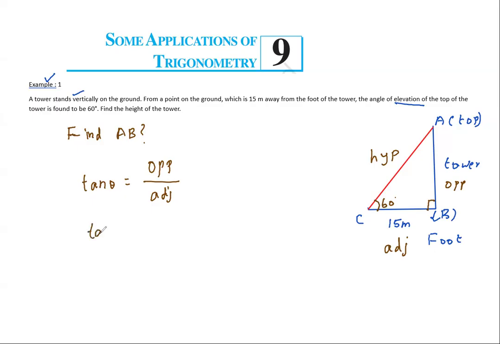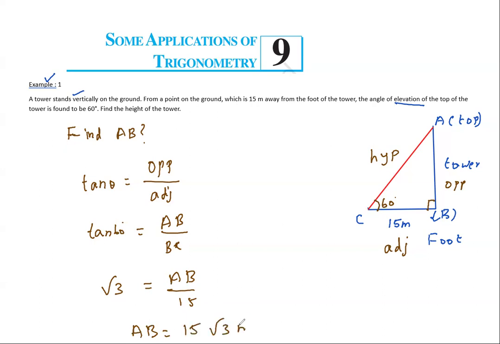So I take tan 60 degree. What is my opposite side? AB is my opposite side. What is my adjacent side? 15 is my adjacent side, that is BC. Now tan 60 is root 3. I don't know the AB value, and the BC value is 15. I need the AB value. So AB is equal to, by cross multiplication, 15 root 3. This is my answer. Sometimes the root 3 value will be provided, like 1.73. When it is given, we have to multiply 15 and 1.73. So this is the answer for my question.